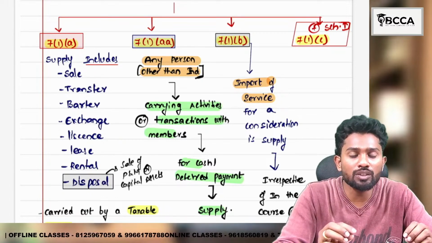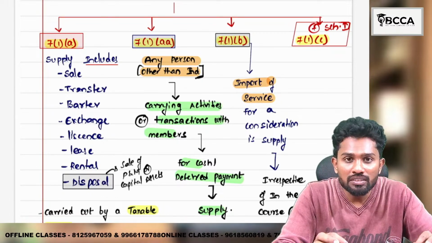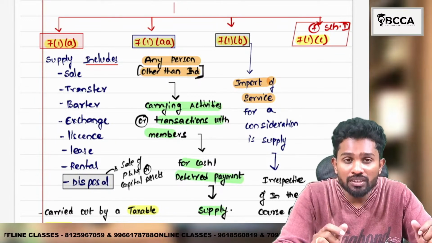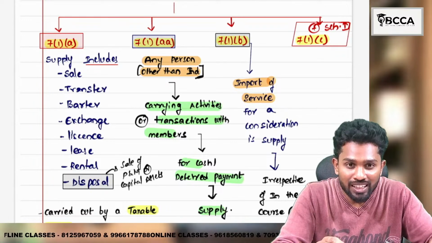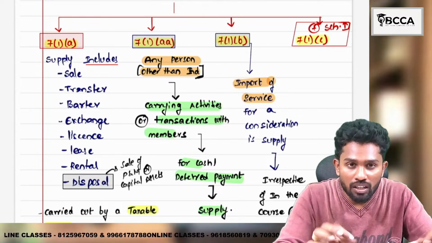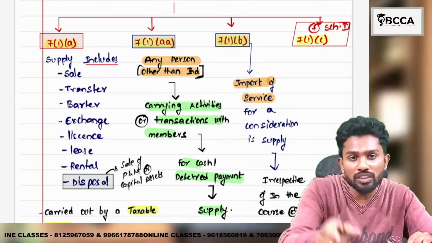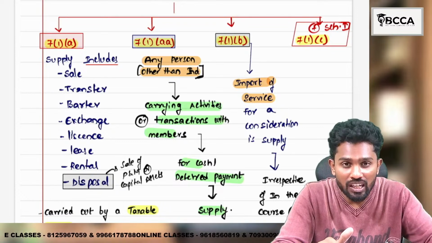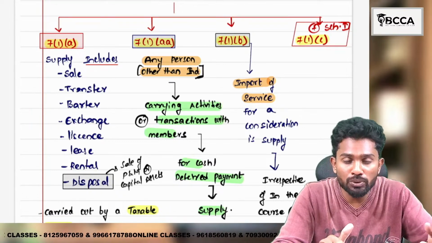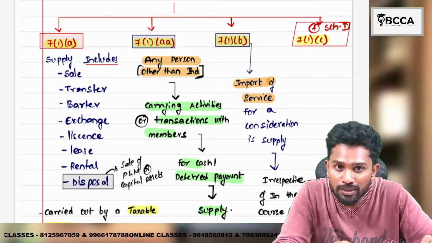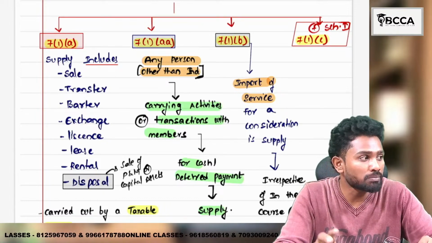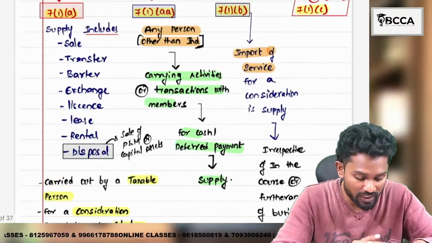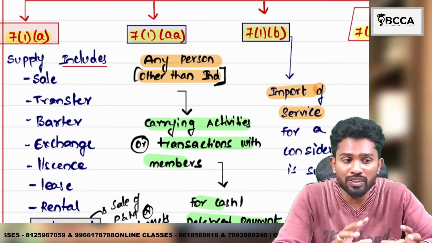7 subsection 1 clause A simply says supply includes sale, transfer, barter, exchange, license, lease, rental, disposal. So to call as supply, one of these activities should have happened: sale, transfer, barter, exchange, license, lease, rental, disposal, carried out by a taxable person for a consideration in relation to goods, services or both in the course or furtherance of business.